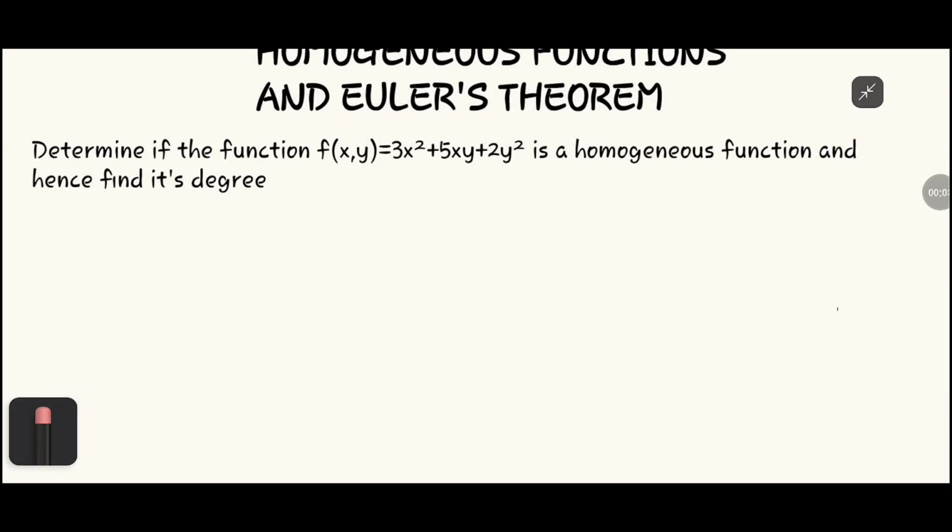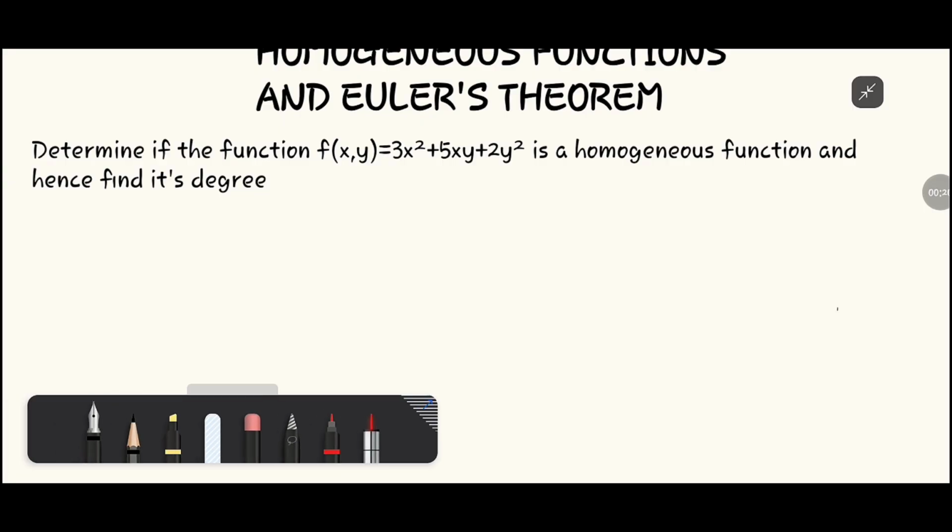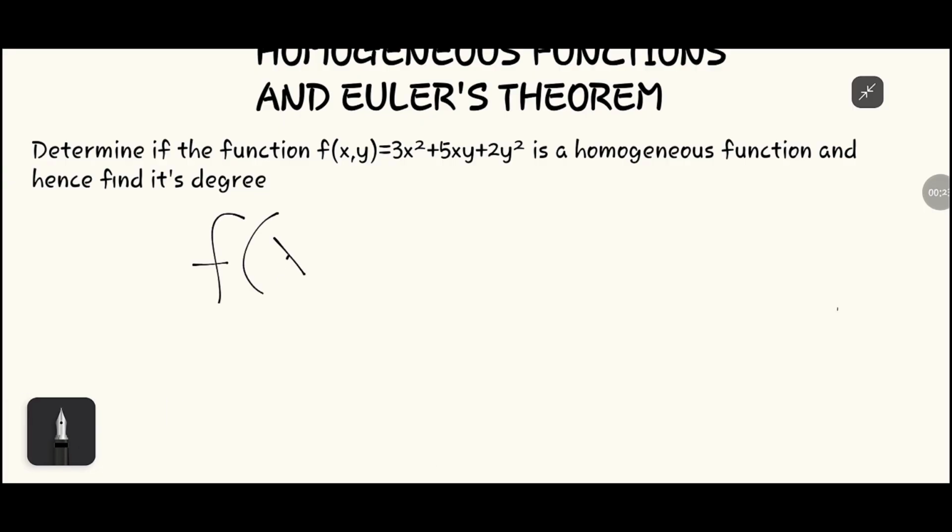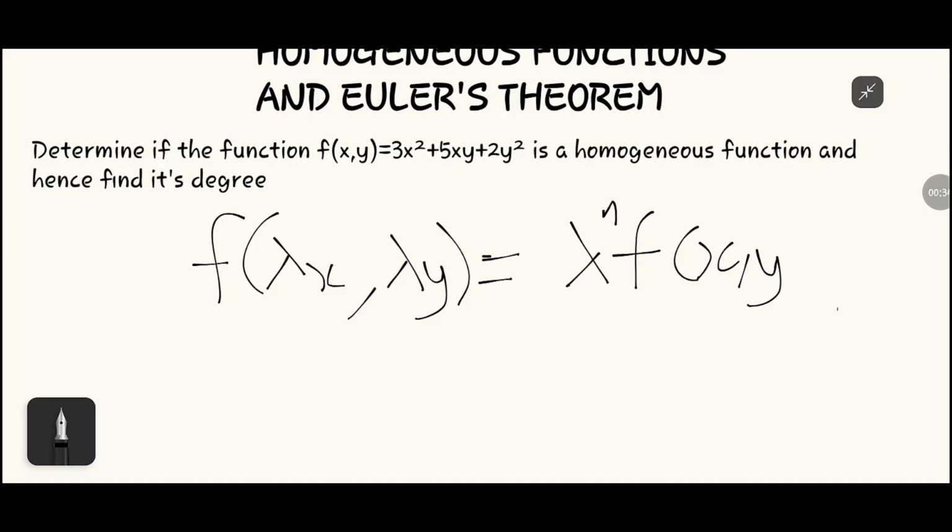So here we have this question. It says determine if the function f of x, y is equal to 3x squared plus 5xy plus 2y squared is a homogeneous function and hence find its degree. Now remember, the criteria for a homogeneous function is that when we input lambda x and lambda y in place of x and y, we should have lambda raised to the power n of the original function. Now let's replace x with lambda x and y with lambda y in the function.